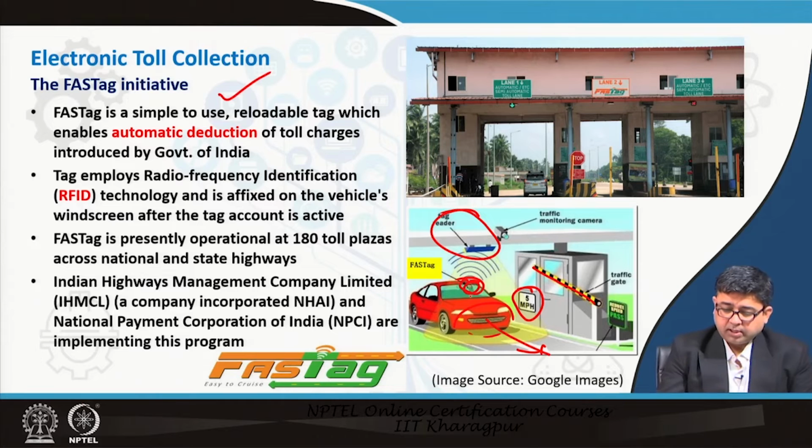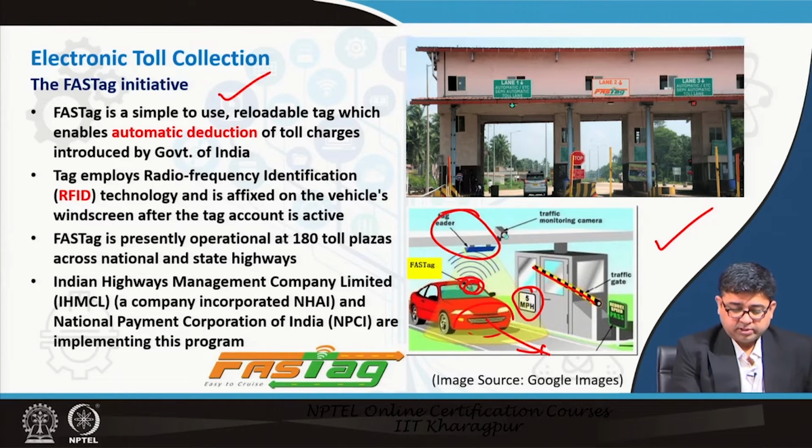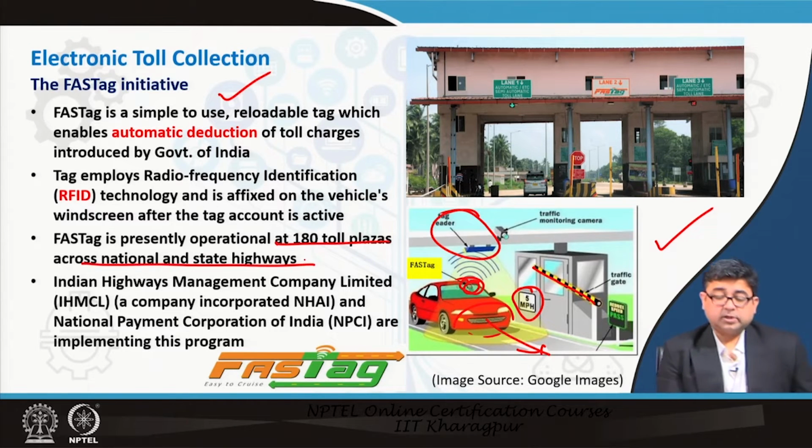So, this is how electronic toll collection via FASTag is happening currently in India. You will see almost 180 toll plazas across national and state highways. I think that number is increasing as well, because now all toll plazas are mandated to have ETC booths at their premises.